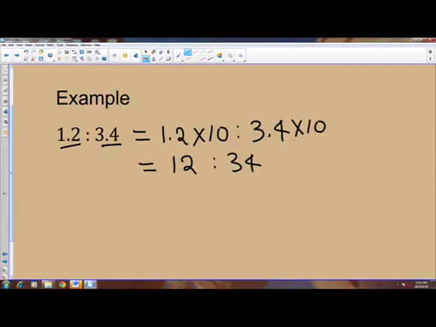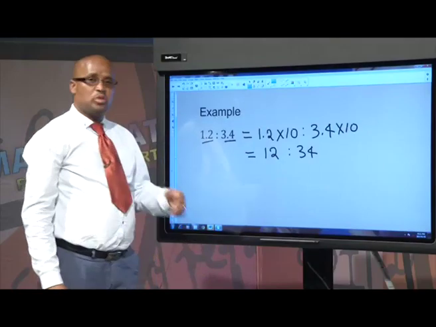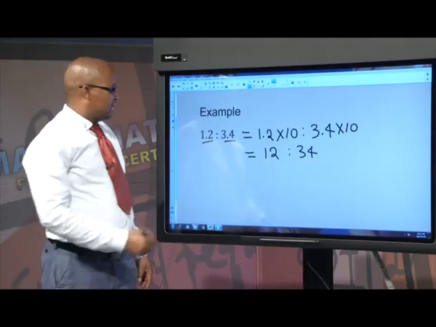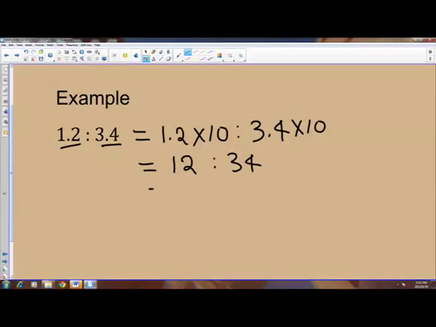It is not. We can see that there's a factor which can go into 12 and 34, and we need to divide by that factor. If we start by dividing by 2, 2 into 12 is 6, and 2 into 34 is 17. So the ratio is 6 is to 17. This is how we simplify ratios involving decimals.